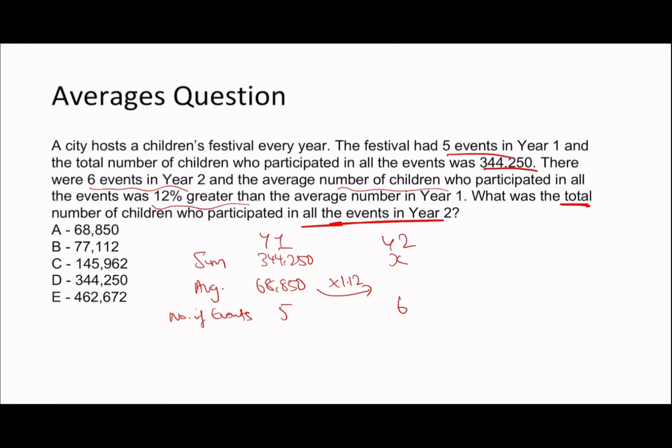And remember, this is what we're trying to find out. We're trying to find out the total number. So 6880 times 1.12 is 77,112. So in order to work out x, all we have to do is multiply these two numbers together. And that gives us 462,672. Okay? Answer C.